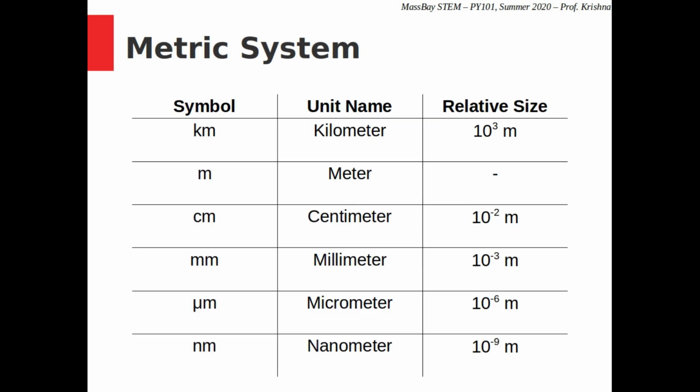Smaller still is the micrometer. It's a millionth of a meter, or 10 to the power of -6 meters. This is the scale of a bacteria. The symbol for the micrometer uses the Greek letter mu. That's that letter that you see in front of the m. And lastly, nanometers. A billionth of a meter, 10 to the power of -9 meters. This is about the length of 10 iron atoms placed side by side.